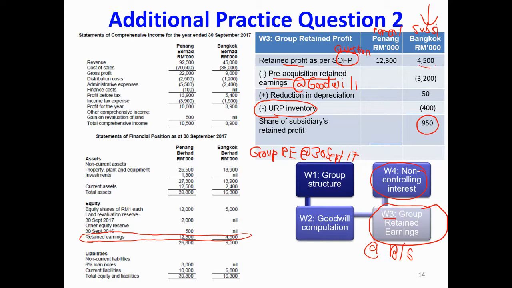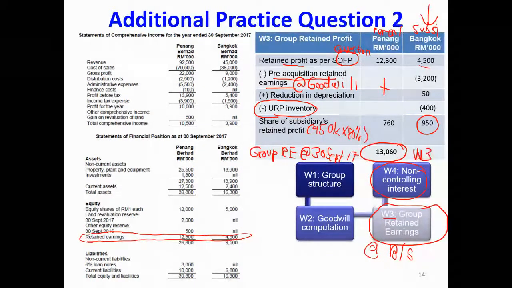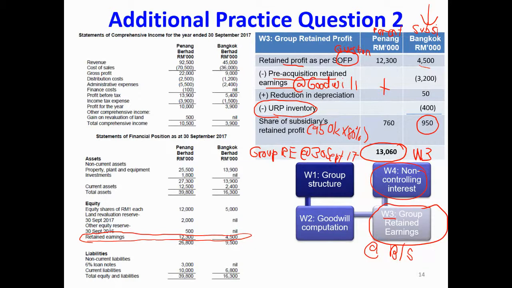So we actually cannot use 4.5 million. We need to use 950K. And then take note, this 950K is not 100% owned, so you have to multiply by 80%. So the figure here is 760. And then if you want to find the group, parent plus subsidiary, the total here would be 13060. Okay, let me write working tree. Let me give you a few minutes to absorb and also to copy some information if you want.